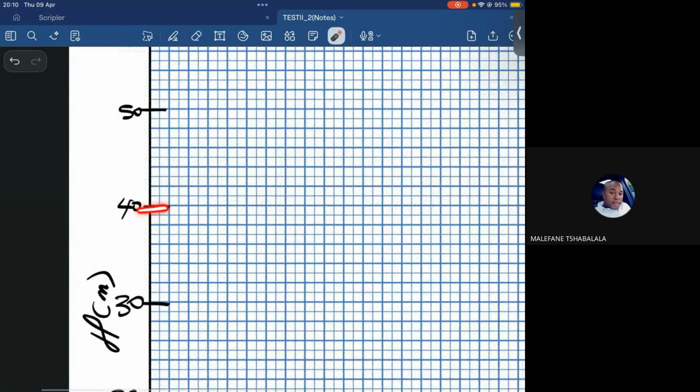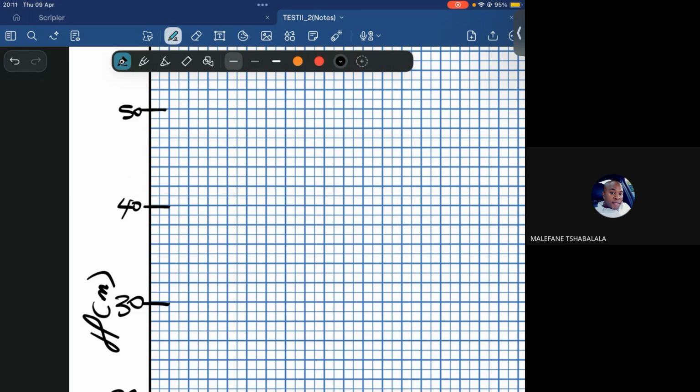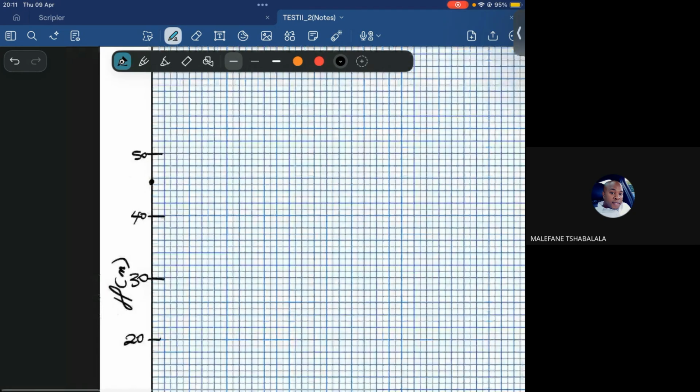Since this is 40, 45 is here, because this is 42, this is 44, then 46, then 48, then 50. So 45 is here. So 45.5 must be between 45 and 46, somewhere here, between 45 and 46.